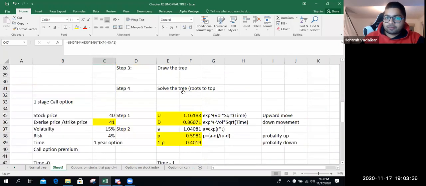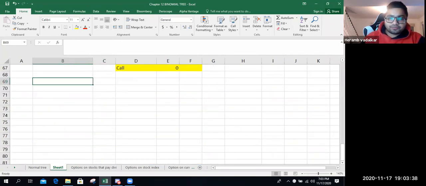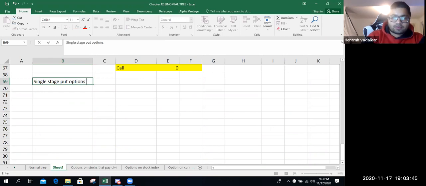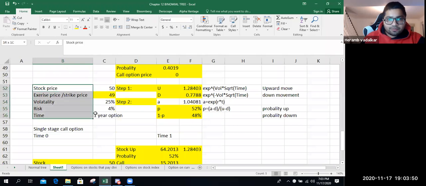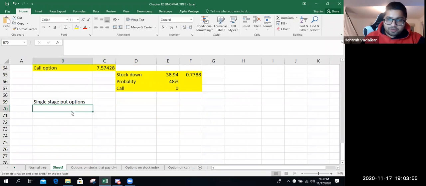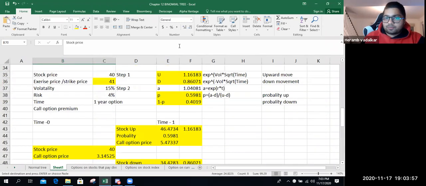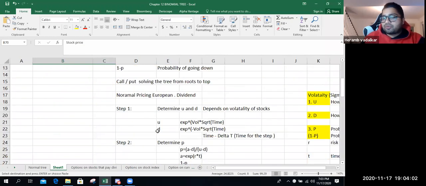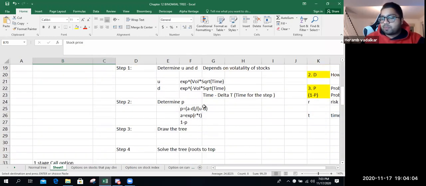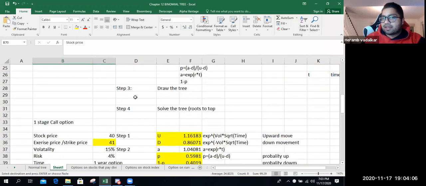Okay. Let's move on to single stage put options. So let's say this is given to you, but it's a put option. So process remains same. If it is put or call, you calculate U, you calculate D, you calculate P, A, 1 minus P, you draw the tree, but now it is a put option.